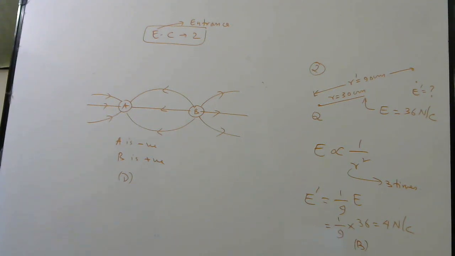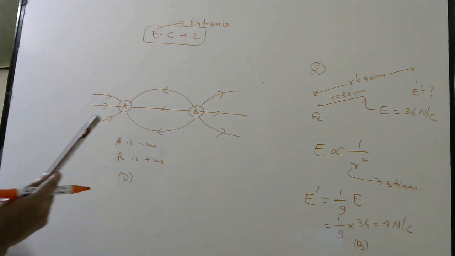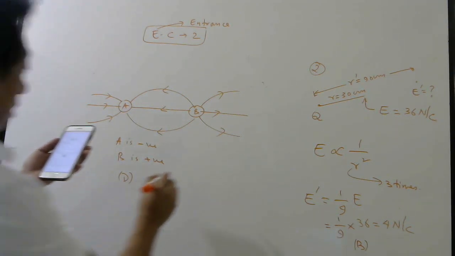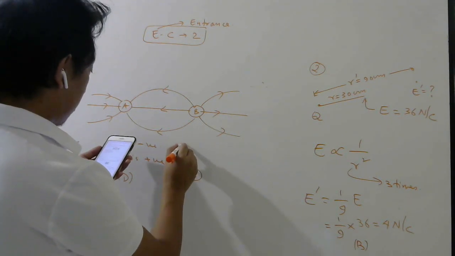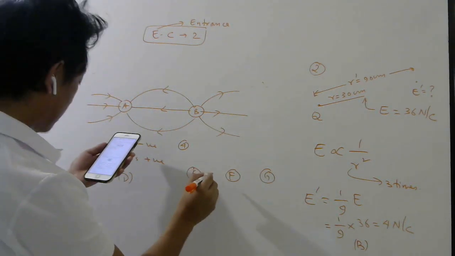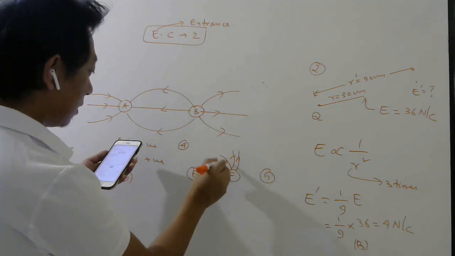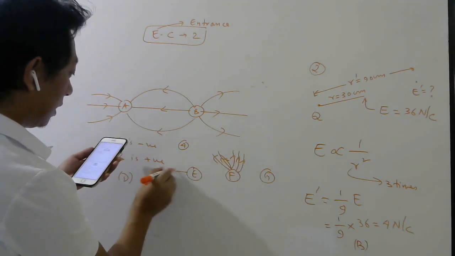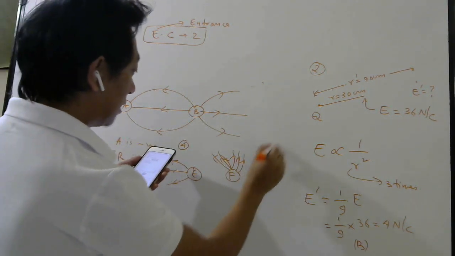Next question. Observe the electric field lines shown for the charged objects E, F and G. Rank the objects according to which have the greatest magnitude of electric charge beginning with the smallest. So we have kept 3 charges. This is question number 4. E, F and G. Now if you look at the lines carefully, here the lines are very much concentrated. So here lines are very close. Here lines are a little bit far. And here lines are very far.